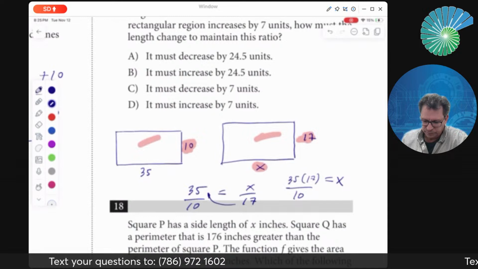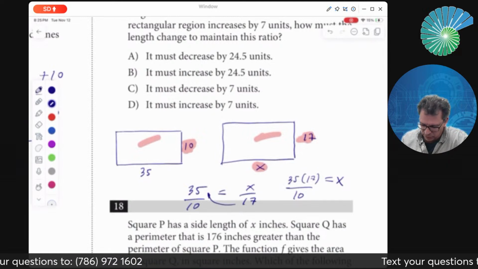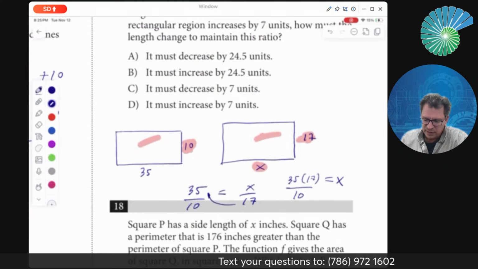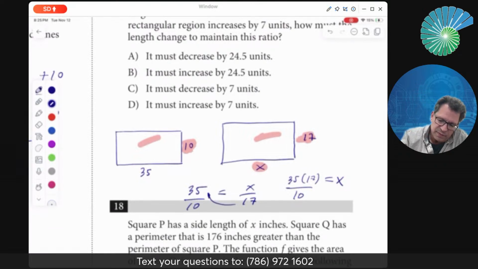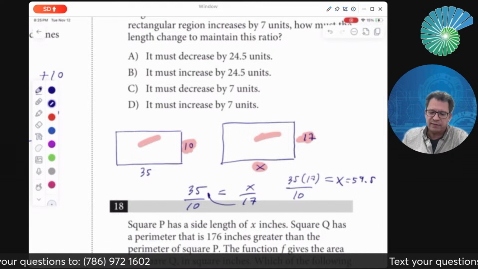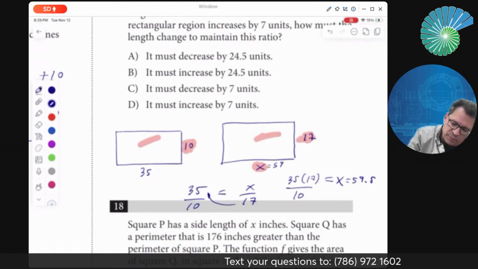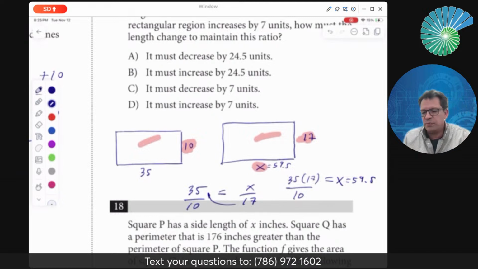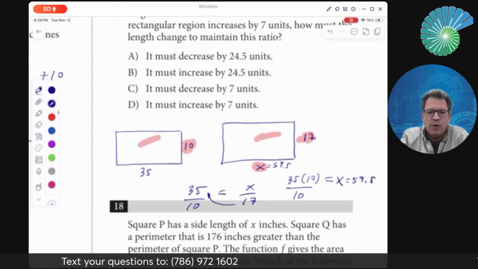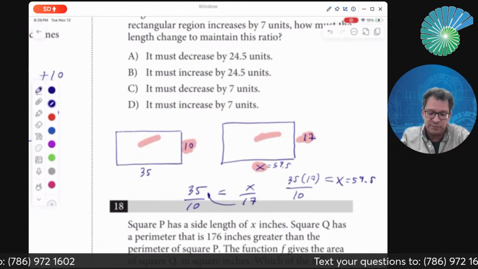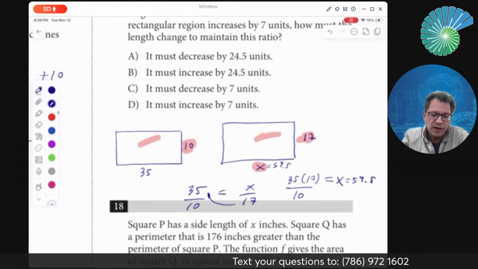So 35 times 7 times 17 divided by 10. So that gives me 59.5. So the new length has to be 59.5 to maintain the ratio. But the question is not what the new length should be. The question is how will it change?